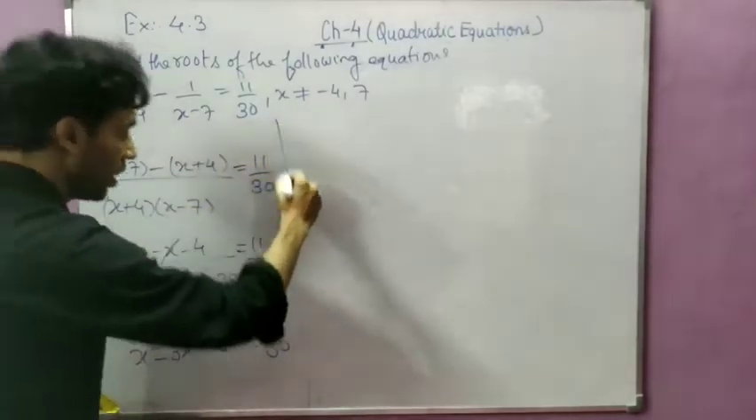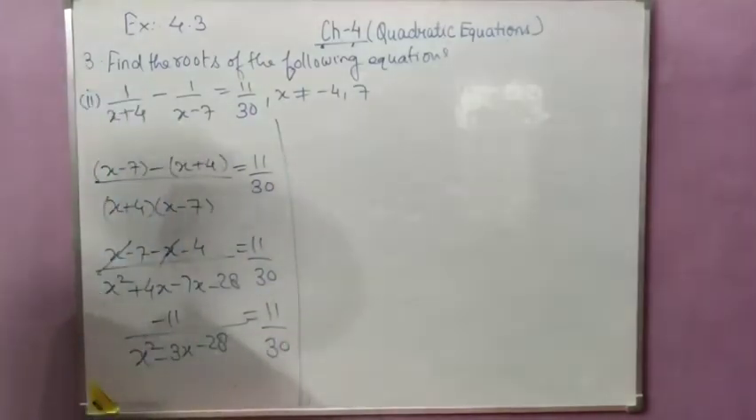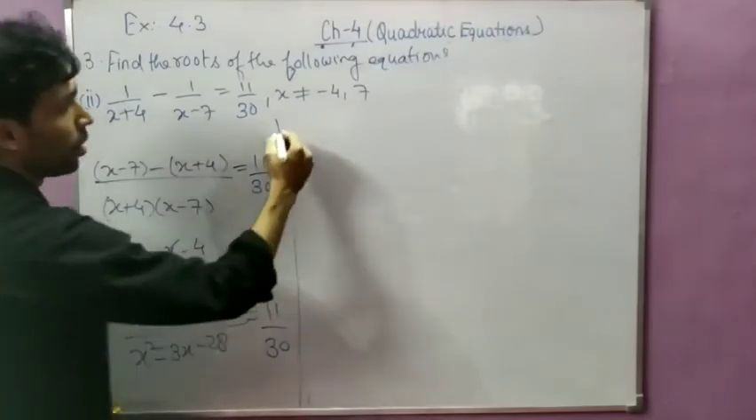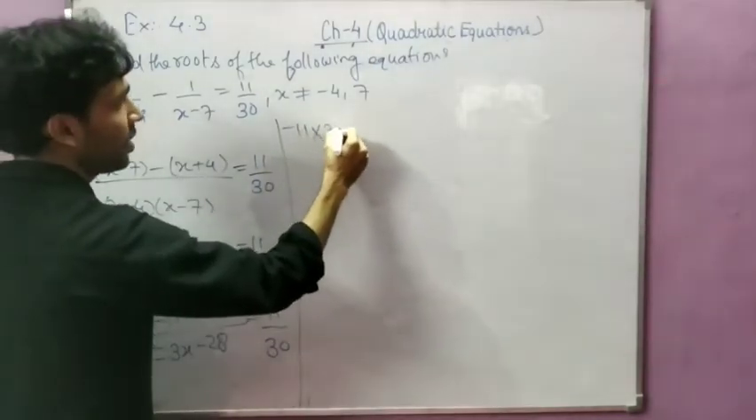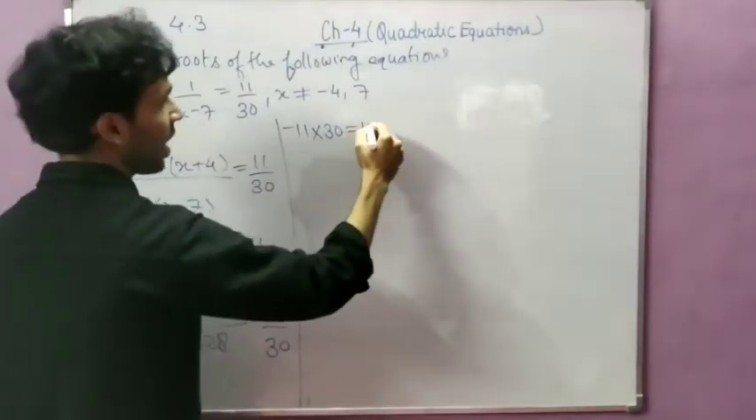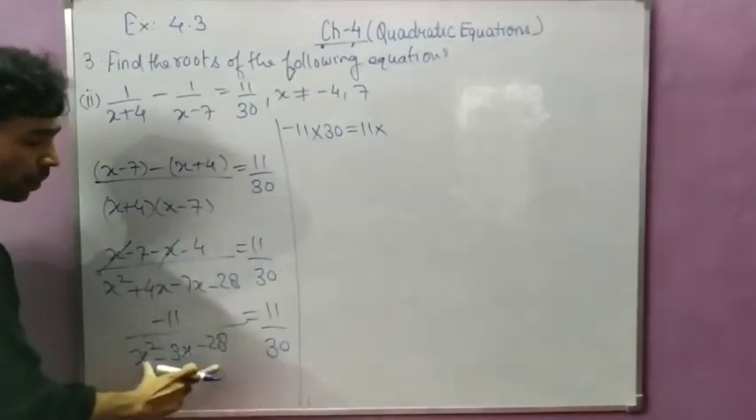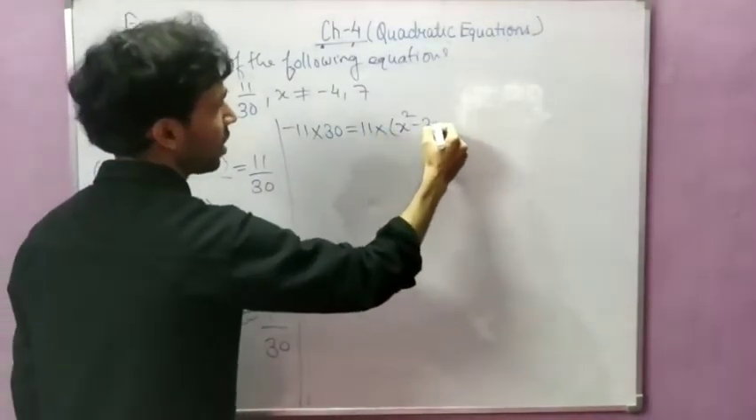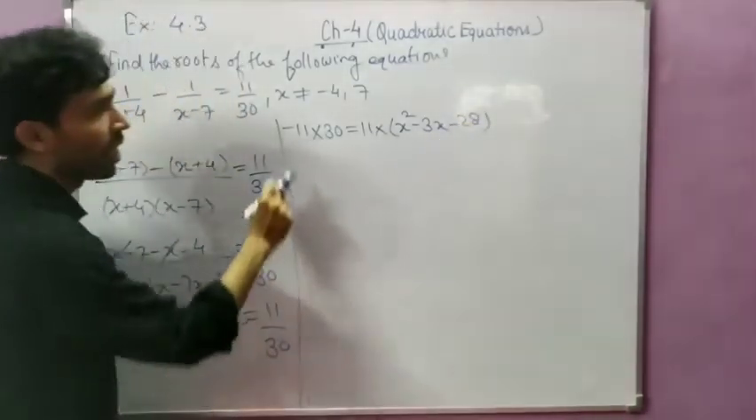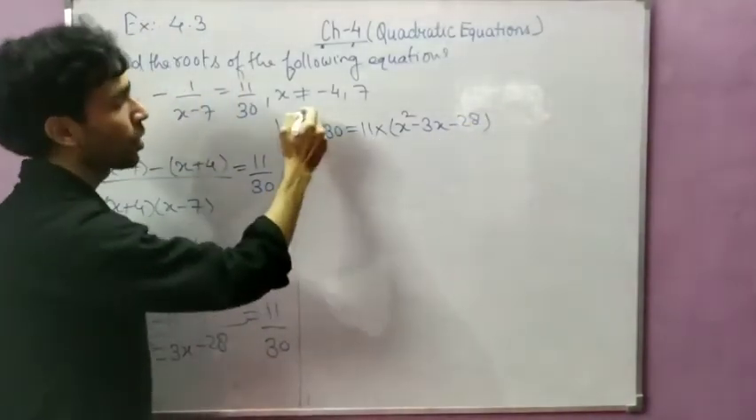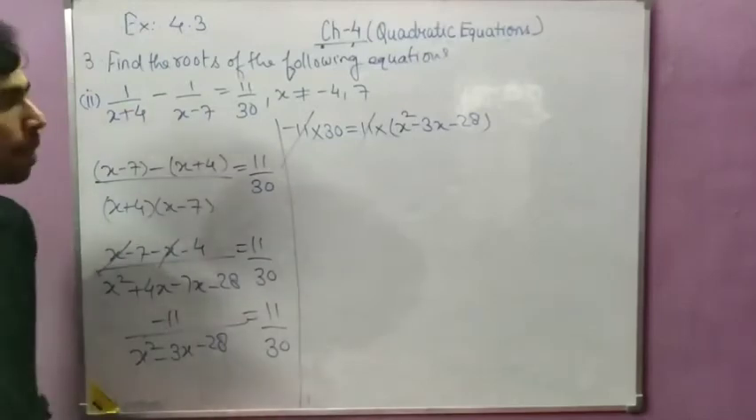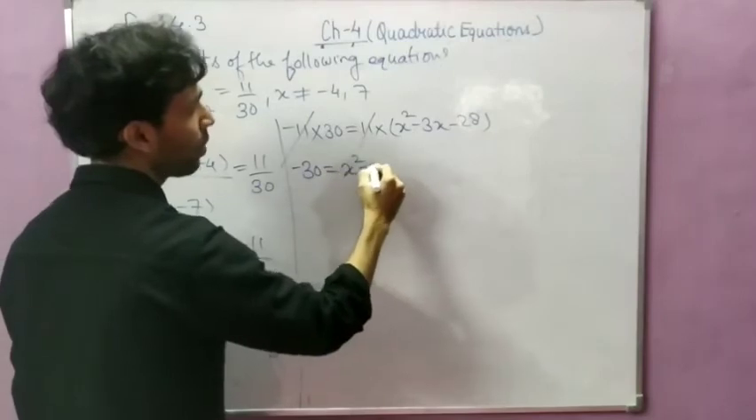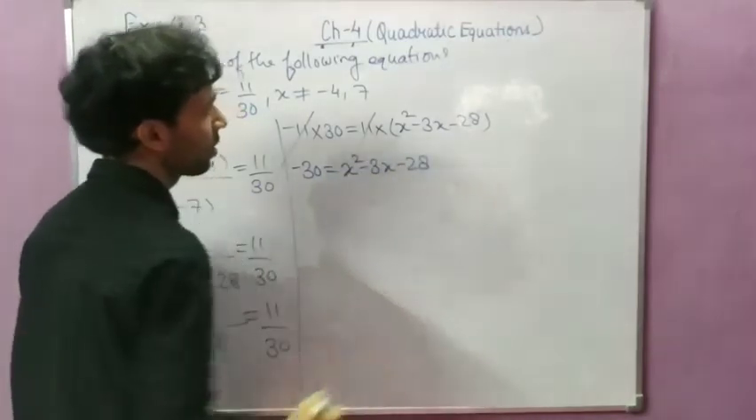Okay. Now student, cross multiply. When you cross multiply, this 30 will multiply to this side and this whole will multiply to this side. So minus 11 into 30 one side, and the other side 11 into, because this 11 will multiply to this whole, so you can put bracket x square minus 3x minus 28. Now see, here is 11 also, here is 11 also, so cancel it. Okay. Now here will be left minus 30, and here will be left x square minus 3x minus 28.